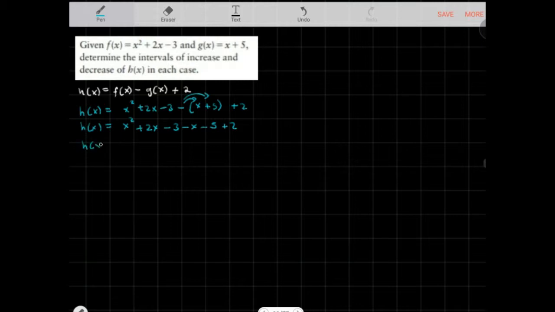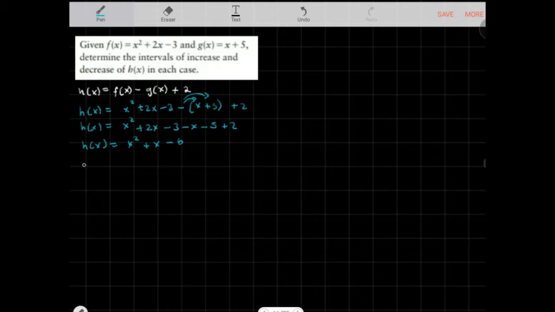So in this case, h of x is equal to, if I collect the like terms, x squared plus 2x minus x, which is plus x, and then minus 3 minus 5 is negative 8, plus 2 is negative 6. Okay, so h of x is x squared plus x minus 6. Now we have h of x.